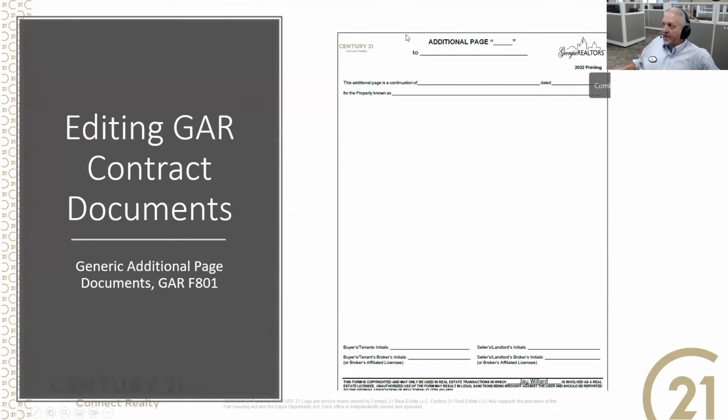There is also just a generic additional page, and that's a GAR F801, and it is not a special steps. It's not a signature page. It's just if you need additional room somewhere else in that document. I cannot remember the last time I've used one of these, but it's there if you ever need it. It's nice to know. Okay.